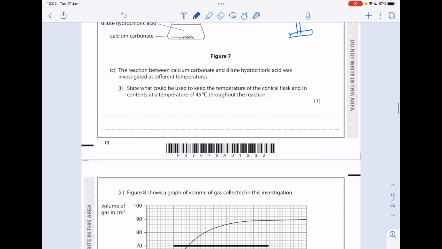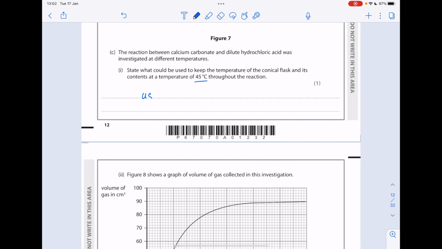The reaction between calcium carbonate and dilute hydrochloric acid was investigated at different temperatures. State what could be used to keep the temperatures of the conical flask and its contents at a temperature of 45 degrees throughout the reaction. You want to use a conical flask placed in a water bath.